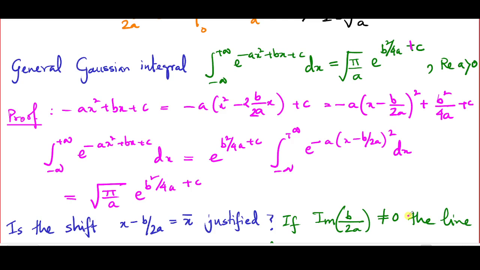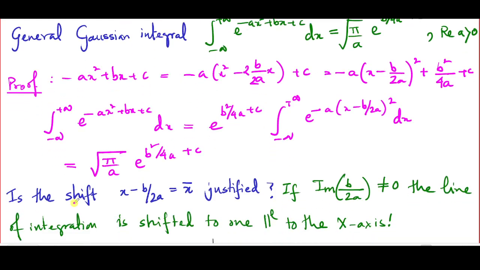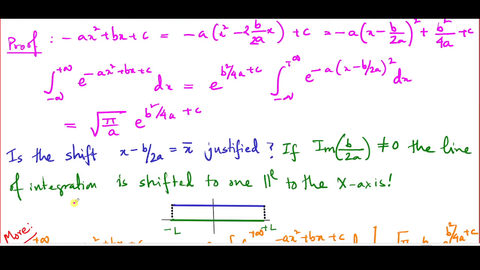However, if b by twice a had an imaginary part, and in most of our applications it will have an imaginary part, then the shifted line is actually no longer the real line. The shifted line is a line parallel to the real line. So basically what you are doing is integrating over this line, whereas the result that we used a while ago is a result for the real line.